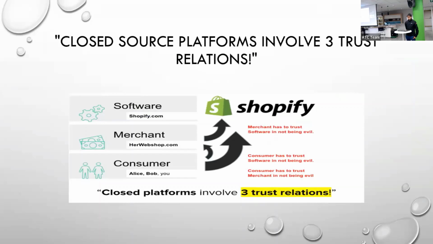Let's take a look at closed source systems and open source systems. But before we can do that, we need to identify three trust relationships. The first one is the consumer, the merchant, and the software. The consumer has to trust the software, and the merchant has to trust the software. But there's one more relationship, and that is the consumer has to trust the merchant in not being evil.